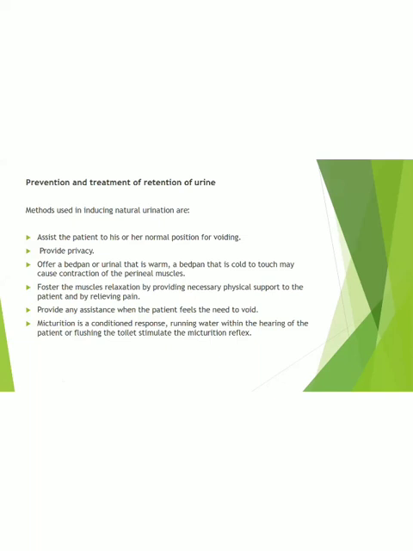So, what are the prevention and treatment of retention of urine? Here we assist the patient in the normal position for voiding. We teach them the proper position to sit for urination. Then we provide them privacy. Why? Because sometimes patients don't want to urinate when there is no proper privacy, so they don't feel comfortable. Then we offer a bedpan or urinal that is warm. Sometimes if the bedpan is cold, it causes contraction of the perineal muscles and urine doesn't come out, so we have to offer a bedpan or urinal which is warm.